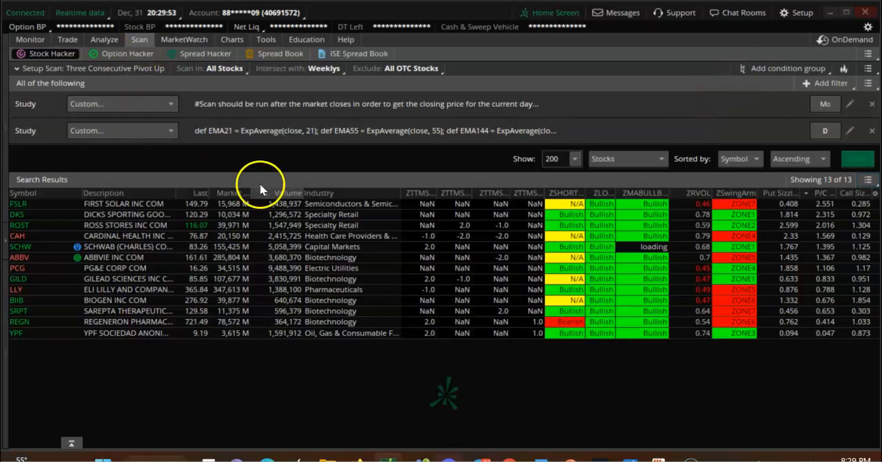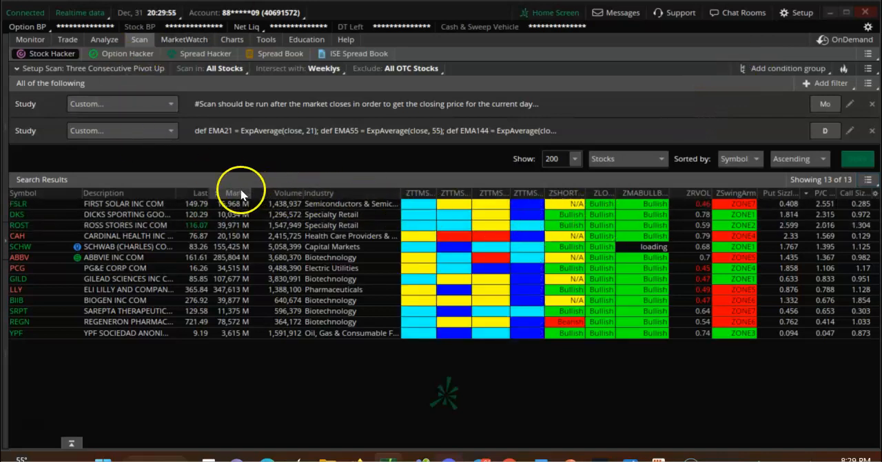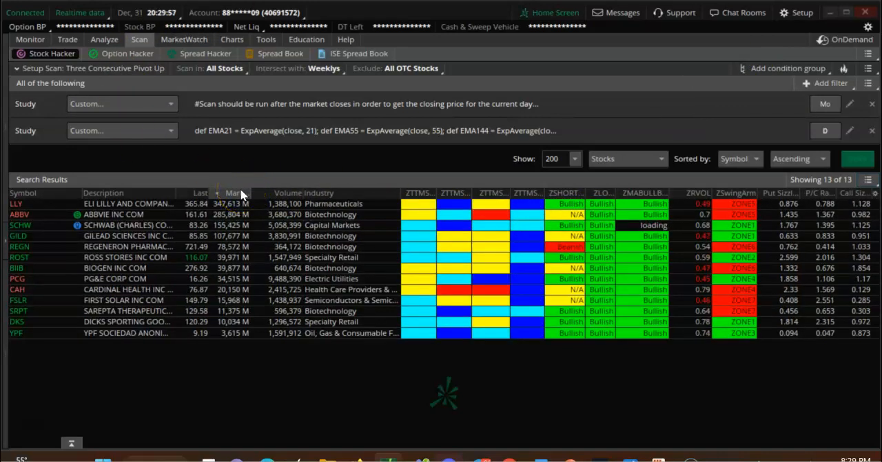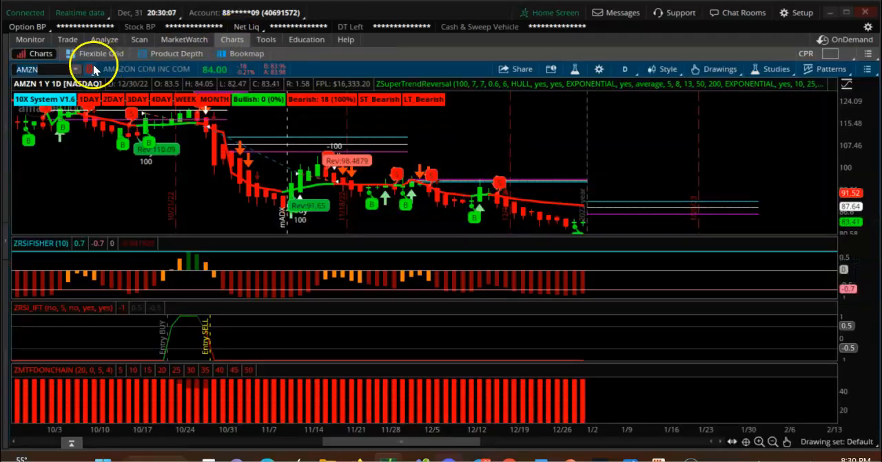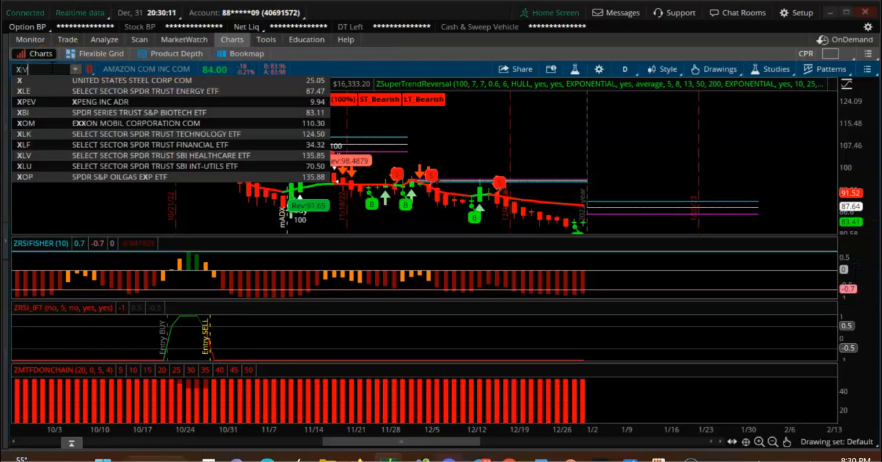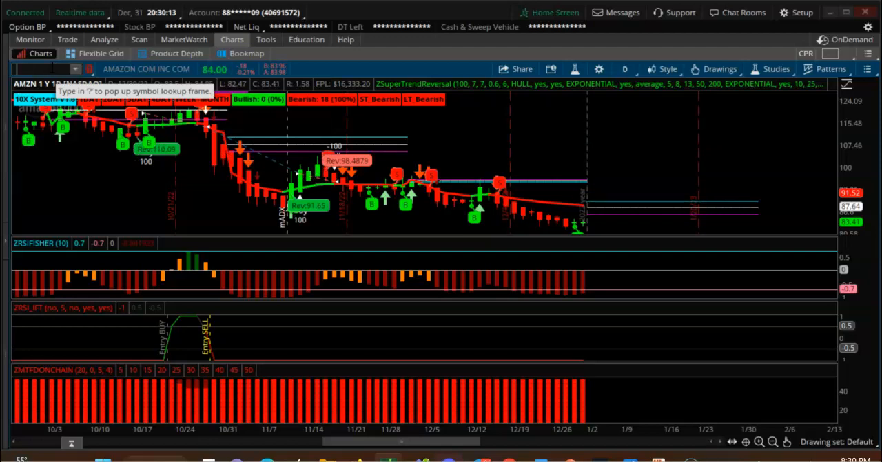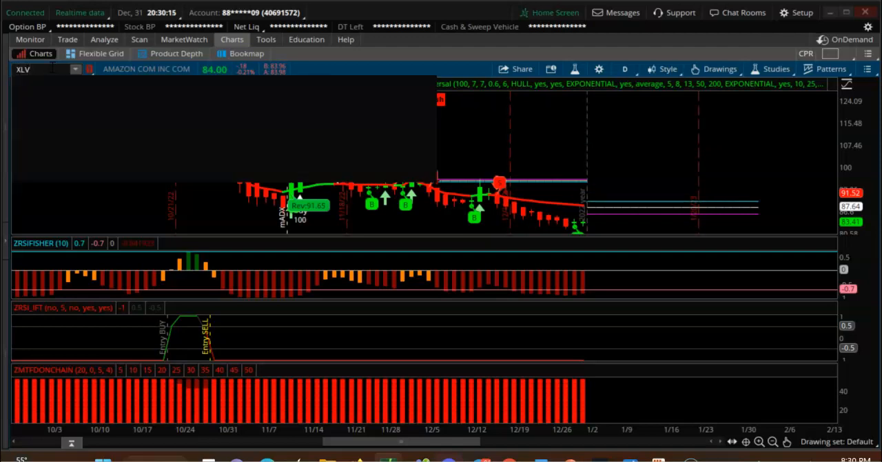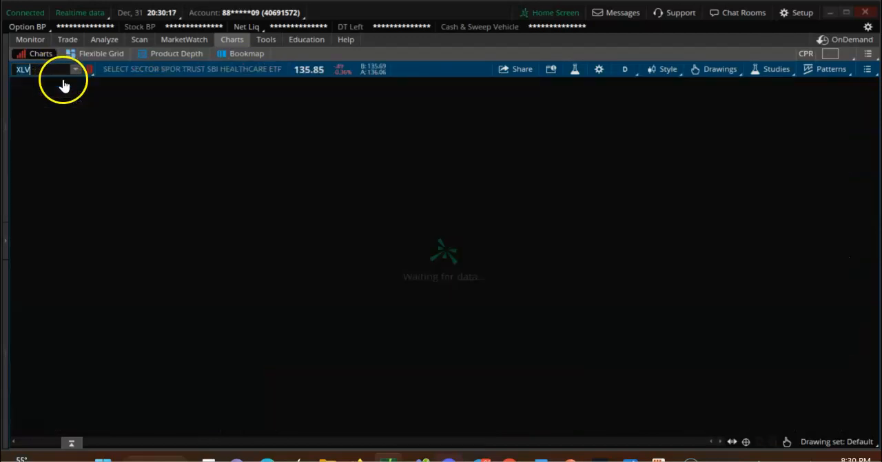So we are seeing this many stocks. Okay, let me sort by market cap. You see a lot of the pharma stocks, right? So if you want to play in the pharma stocks, the best thing is to go to charts, go to XLV. This is a pharma index, a healthcare index, right?